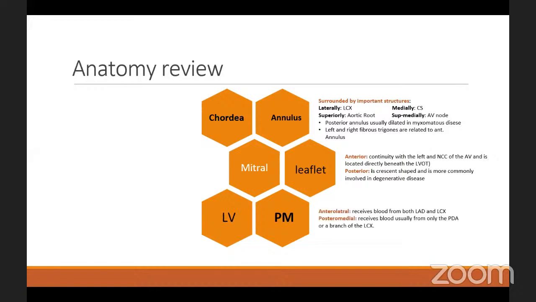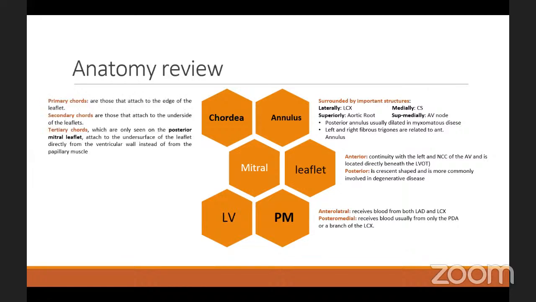For the papillary muscles, we have anterolateral and posteromedial. Anterolateral receives blood from both LAD and LCX. Posteromedial usually receives blood from the PDA or a branch from LCX. That's why it is more susceptible to infarction and rupture than the anterolateral one.